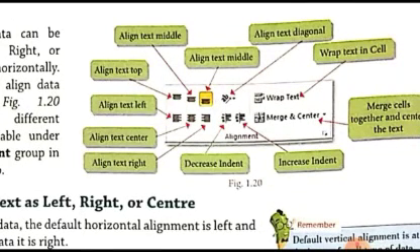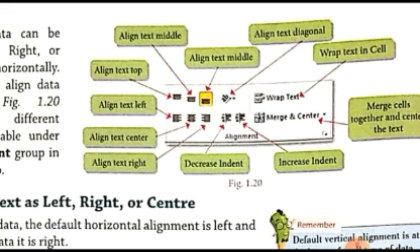See, you can start from here. Align text middle means aligning your text in the middle. Then you can align your text in the bottom direction also, and then align text at the top also. So these three in the topmost row are for alignment in the vertical direction. Then below that you can see there are three buttons. The first one is for aligning text to the left, then aligning text in the center, and then aligning text to the right.